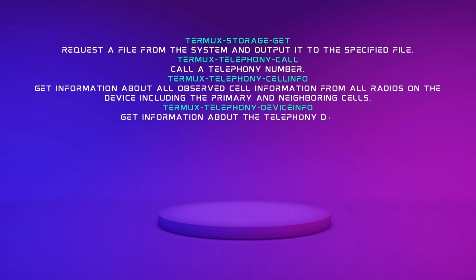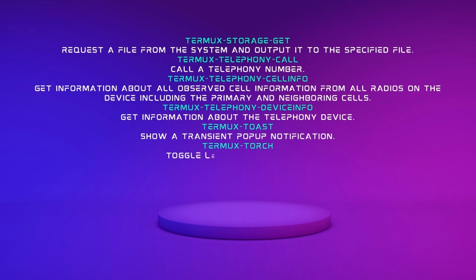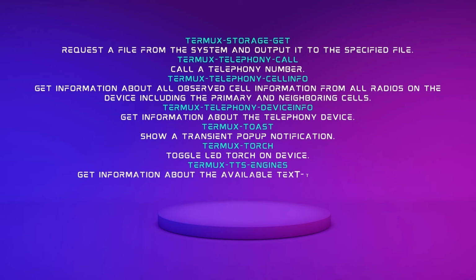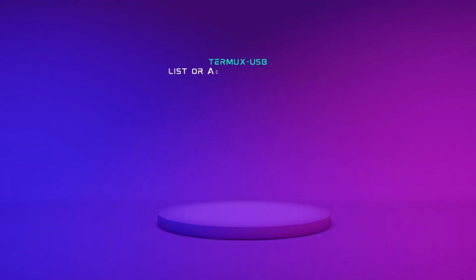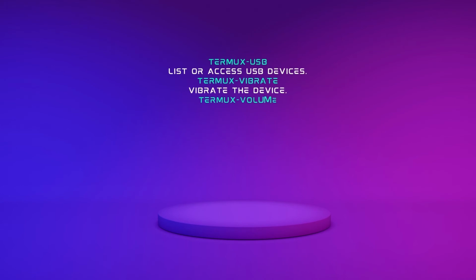Termux toast: show a transient pop-up notification. Termux torch: toggle the LED torch on the device. Termux TTS engines: get information about the available text-to-speech engines. Termux TTS speak: speak text with a system text-to-speech engine. Termux USB: list or access USB devices. Termux vibrate: vibrate the device. Termux volume: change the volume of an audio stream.